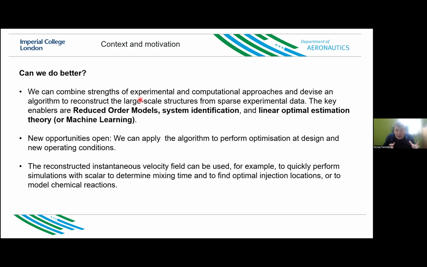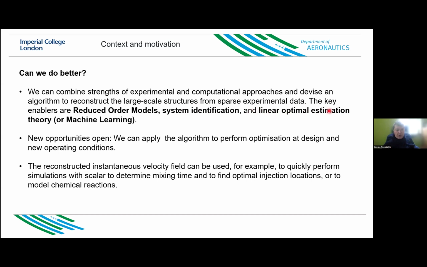Now, how do we achieve this? The idea here is to bring together 3 different strands. First, reduced order modeling, because it reduces the dimensionality of the problem. Then we have a second strand, which we call system identification, and I will explain later what it is. And a third strand, which is called linear optimal estimation theory. This is a very well-developed theory for linear problems.